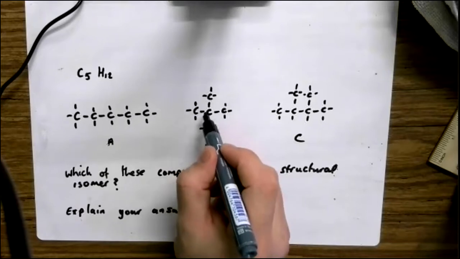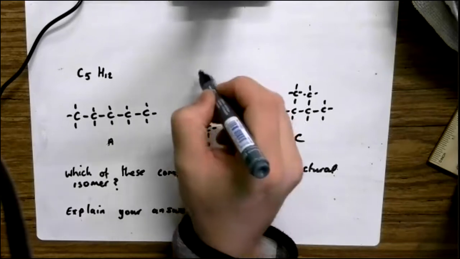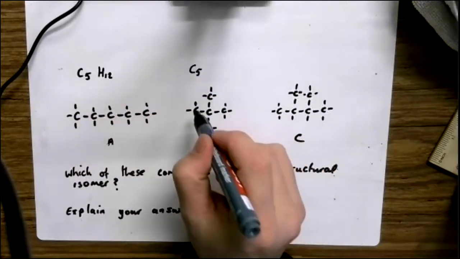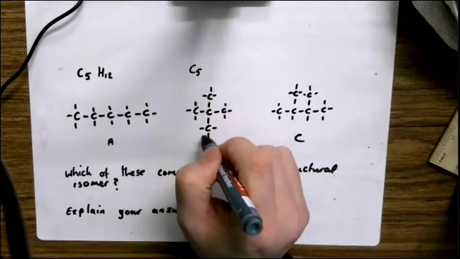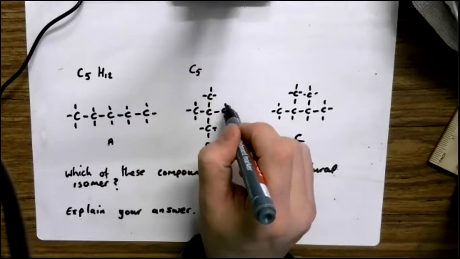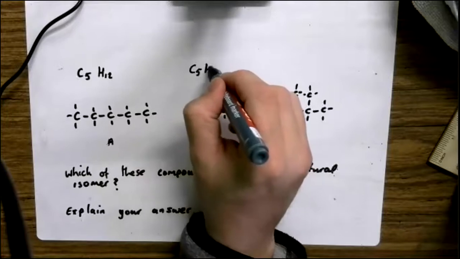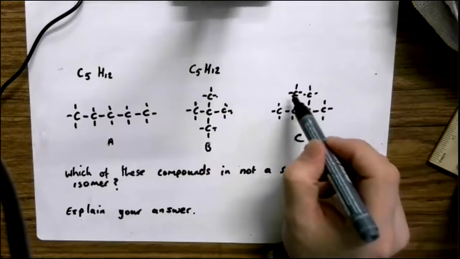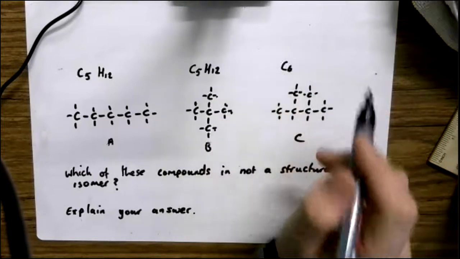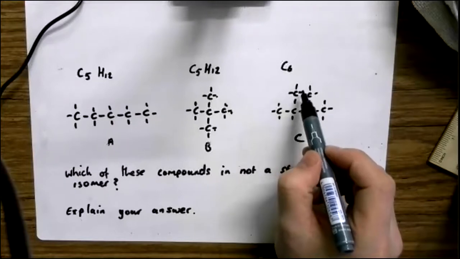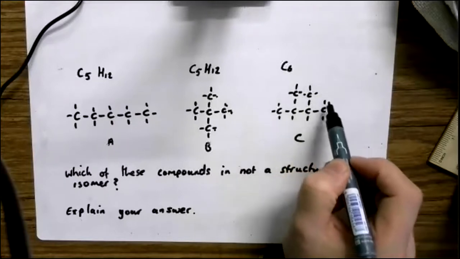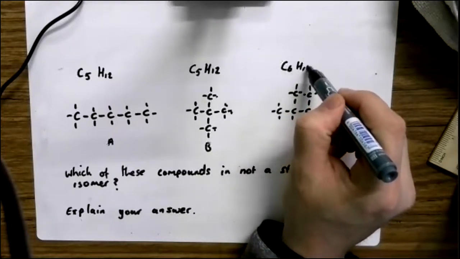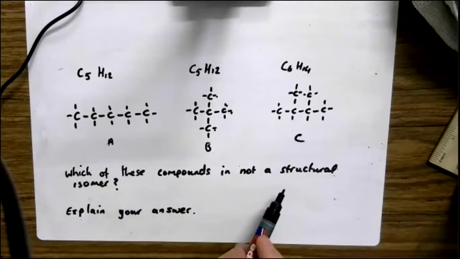Okay, let's do it again for this one. How many carbons? 1, 2, 3, 4, 5 carbons. C5. This is looking good. Let's count the hydrogens: 1, 2, 3, 4, 5, 6, 7, 8, 9, 10, 11, 12. H12. Let's do this last one. 1, 2, 3, 4, 5, 6. C6. All right, that's not looking so good. Let's count the hydrogens: 1, 2, 3, 4, 5, 6, 7, 8, 9, 10, 11, 12, 13, 14. H14. Okay, so which of these compounds was not a structural isomer?